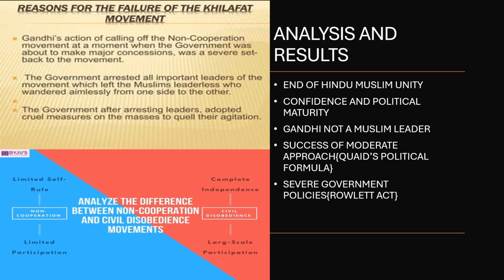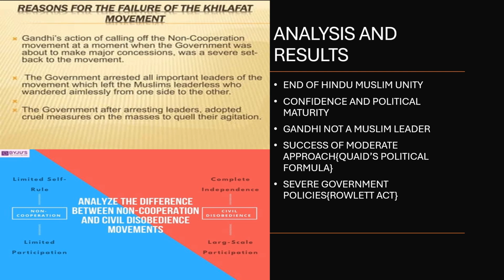The government was about to make major concessions. Once the government was going to make major concessions, this movement was called off, and it was a severe setback to the public as well. The government arrested important leaders of the movement, which left the Muslims leaderless, and they did not know what to do next. After arresting leaders, the government adopted cruel measures on the masses to quell their agitation. And in 1919, the severe action was the Rowlatt Act.